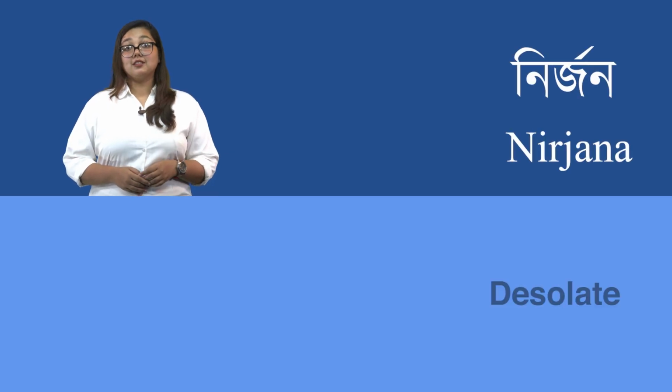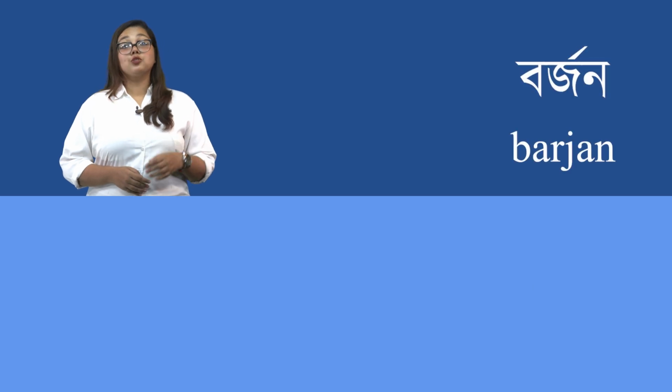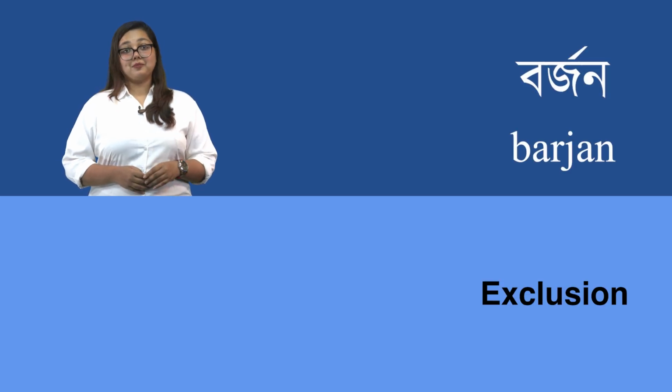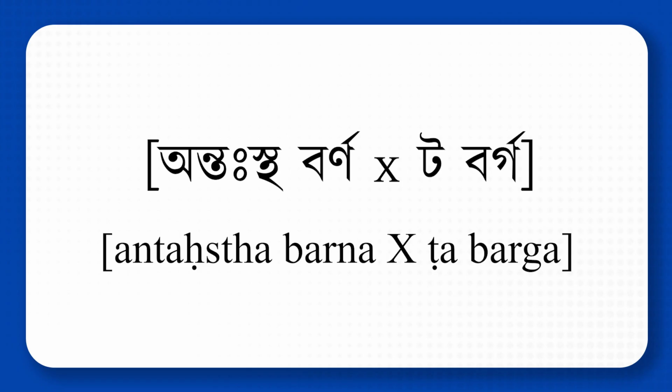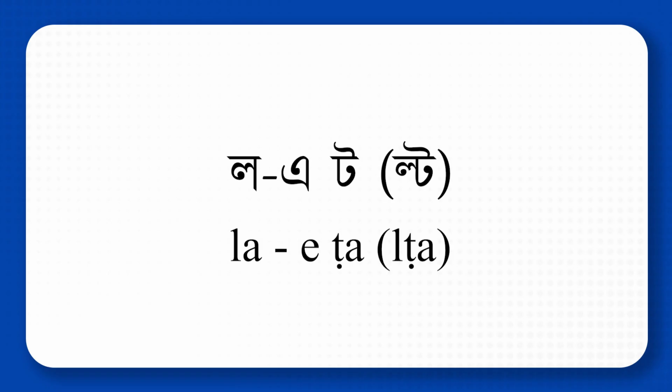In words, we have Nirjon means desolate and Borjon means exclusion. The next merge is Ontostho Borno with To Borgo. Here we have 2 clusters. The first one is Loi Toi.